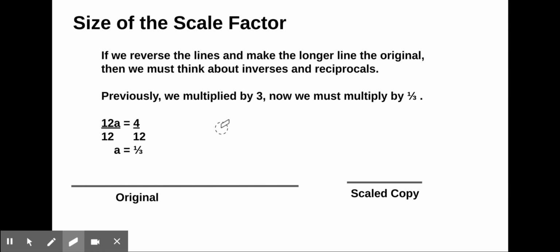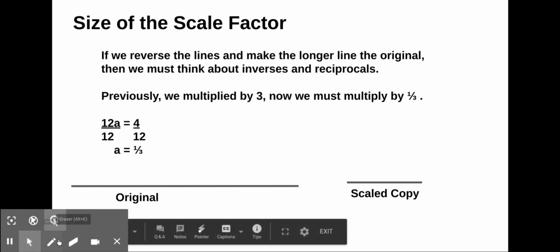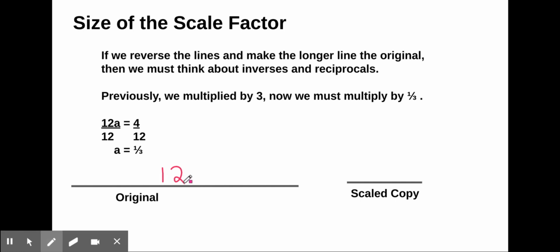So let's say we flip it around. Let's say we make the original larger than the scaled copy. Now we're talking about this being 12 and this being 4. Well, what would it take us to get there? We certainly wouldn't be multiplying by a whole number, so we'd have to multiply by a fraction. To figure that out, we divide both sides by 12. 12 divided by 12 is 1 to give us our a. 4 divided by 12 simplifies to 1/3.